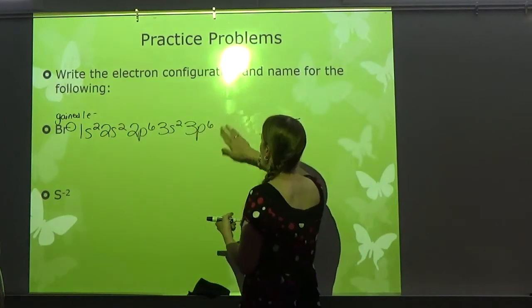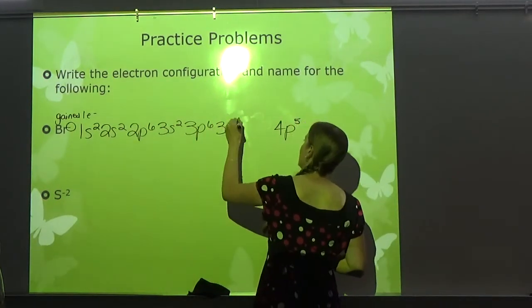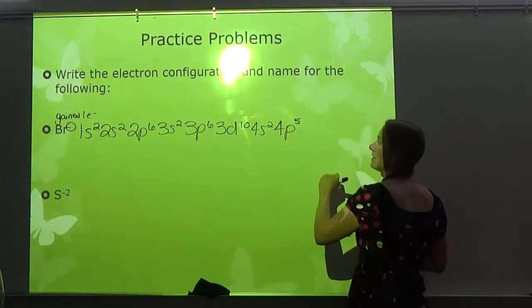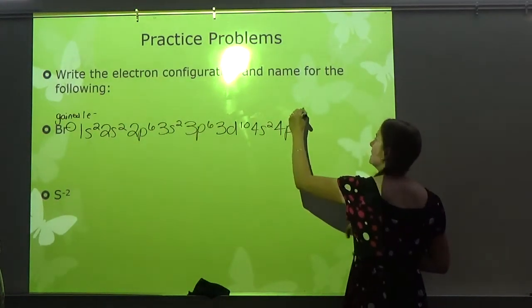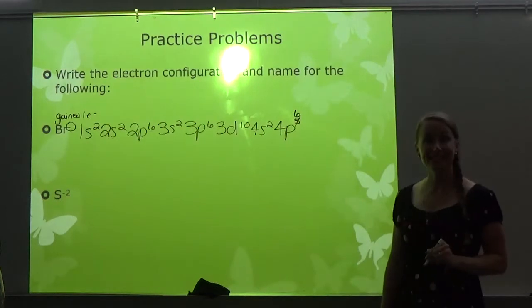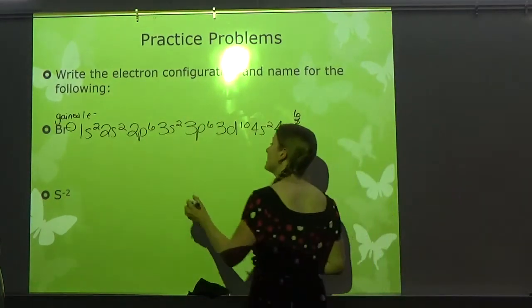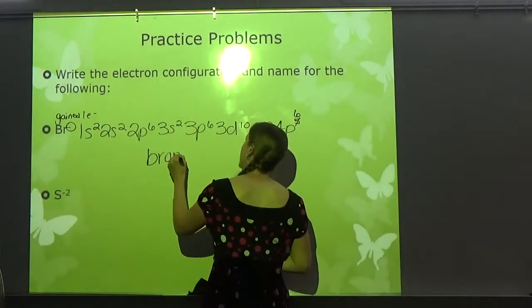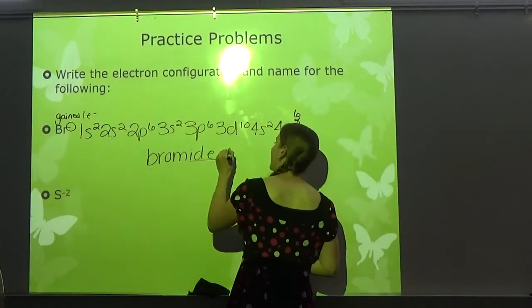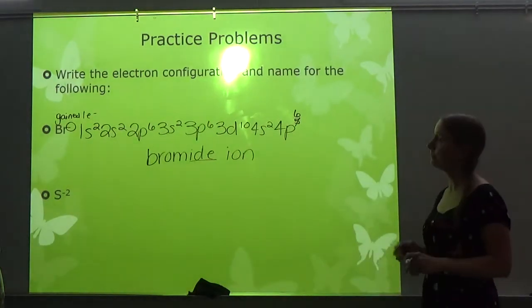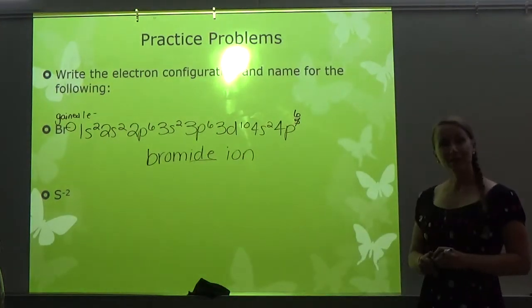So I need to take my 3d10 and 4s2 and swap places. And then I can add my charge. So instead of being 4p5, it's gained an electron and ends in 4p6. Now when we need to name it, instead of being called bromine, since it has a negative charge, it will be called the bromide ion. So we just changed bromine to bromide. So hopefully you got that one right.